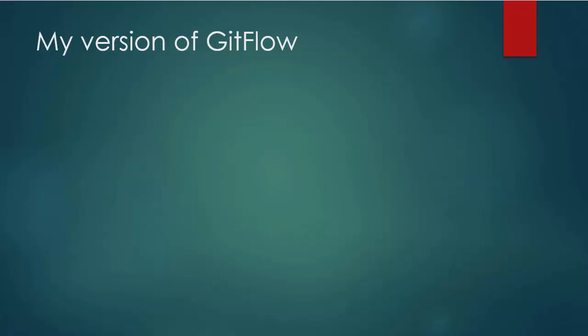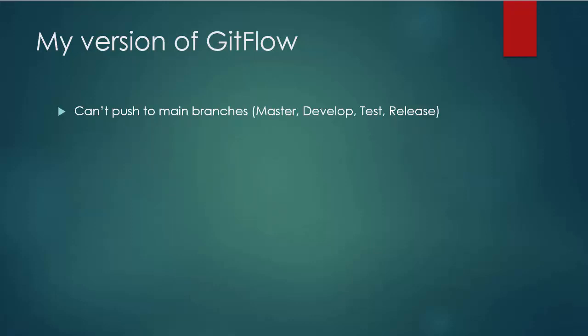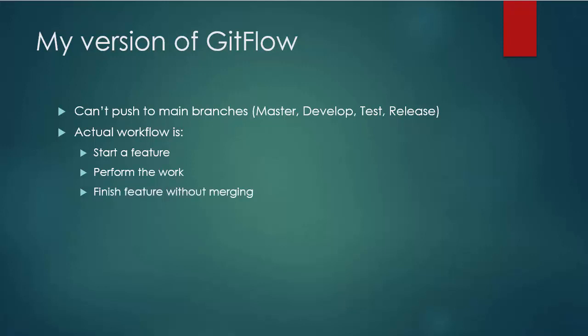My version of GitFlow, and I suspect it's similar to what a lot of other people who do the same thing that I do have come up with. So first problem is you can't push to the main branches. I've got four branches that have policies that prevent pushing. So the actual workflow becomes this. You start the feature just like normal. You perform your work just like normal, but you finish the feature and you do not merge back to develop. Instead, you create a pull request, and that is what finishes the feature. That's how it gets done.